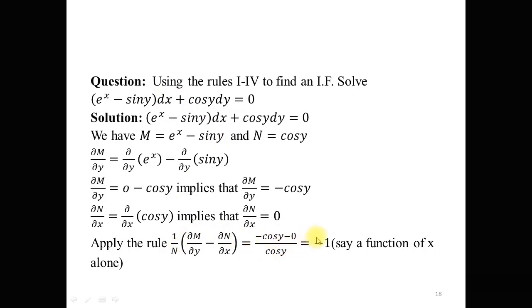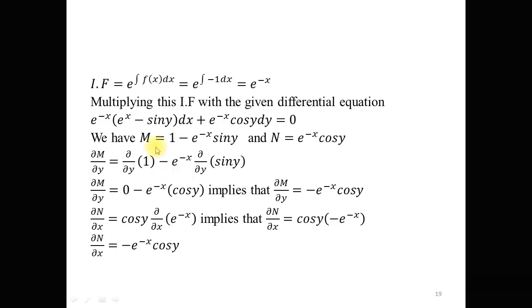Like in this question, this result can say a function of x only, and this result also will be a function of y only. So in this problem we can use rule first and rule second both. So I want to use rule number first, by finding the integrating factor e power integration of the function ln x with respect to x. So this is the integrating factor, e power minus x.